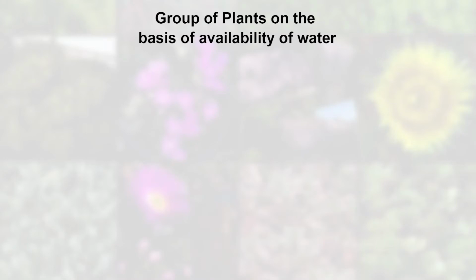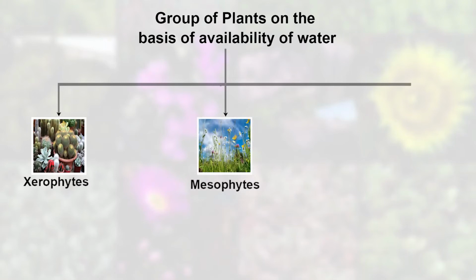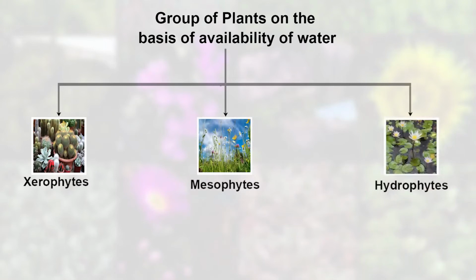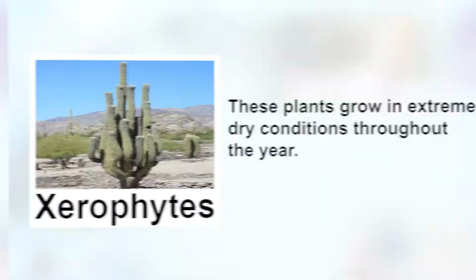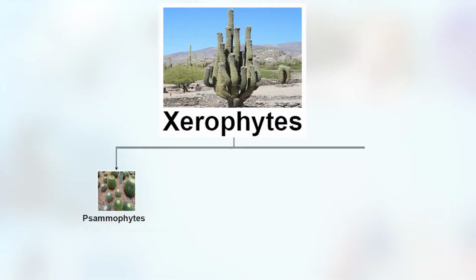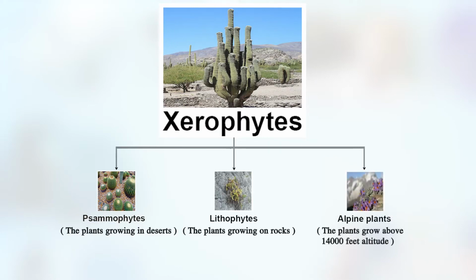As we know, plants are classified into three main groups on the basis of availability of water. These are xerophytes, mesophytes and hydrophytes. Xerophytes. These plants grow in extreme dry conditions throughout the year. They may be zamophytes, that is the plants growing in deserts, lithophytes, the plants growing on rocks, or alpine plants that grow above 14,000 feet altitude.